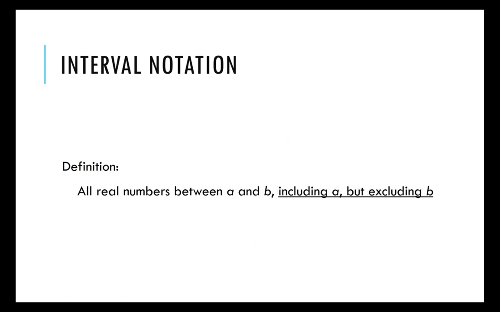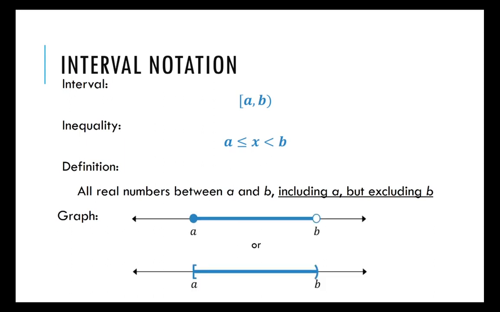All real numbers between a and b, including a but excluding b, just swapping it around. The interval is square bracket a, b, parentheses. The inequality is a is less than or equal to x less than b. And then our graph is going to be a closed circle on the left, open circle on the right. Or you could use a square bracket on the a and a parentheses on the b.